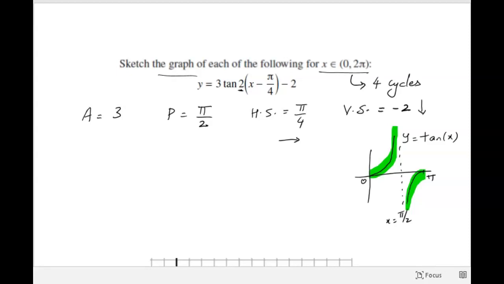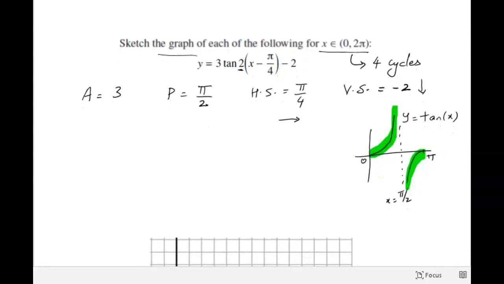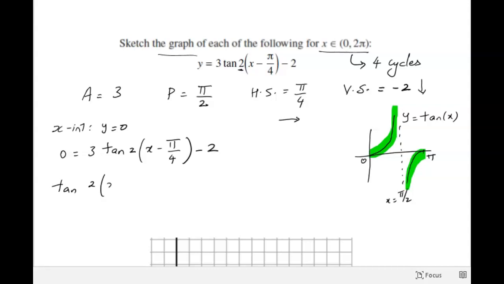Alright, so let's go back to this question. We need to find my x-intercepts for this tangent function, so that's what I'm going to do. To find my x-intercept, we're going to go y equals 0. So that's going to give us 0 equals 3 times tan 2 brackets x minus pi on 4 take away 2. If I make the tan ratio the subject, I'm going to have tan of 2 times x minus pi on 4 equals 2 on 3.